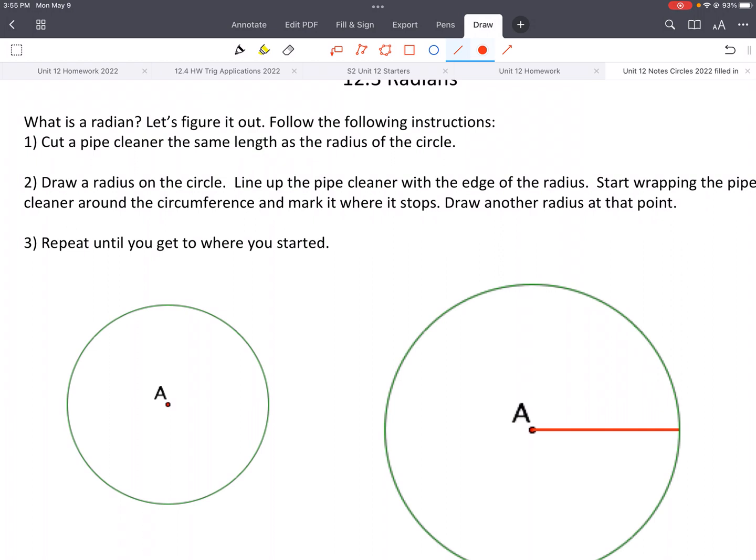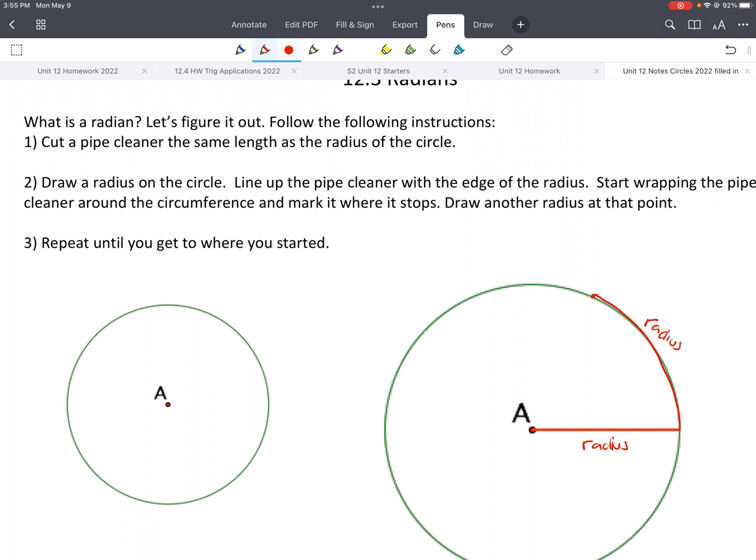Okay, so if the radius is maybe an inch and a half, then we would take that inch and a half and curve it around. I guess that won't really work. Let me try a different pencil. We would curve that same radius and wrap it around the curve of that circle. Okay, and so it would be something like this, and it would stop. So this would be 1 radius. This would also be 1 radius.